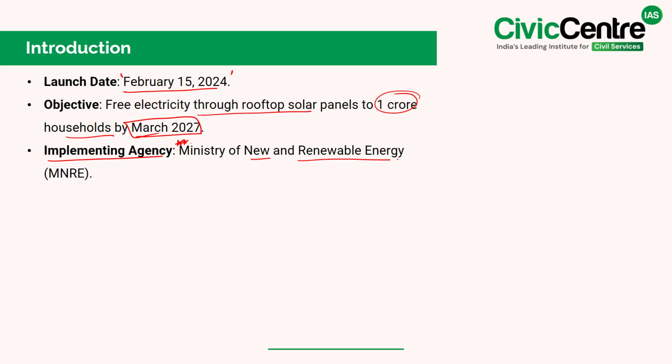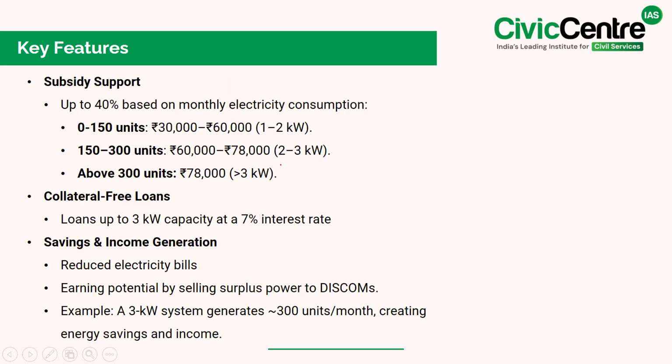Now, if you look at the key features of the scheme, one of the most important aspects of the scheme is the subsidy support, which is provided based on monthly electricity consumption levels. See, for households consuming between 0 to 150 units per month, a subsidy ranging from 30,000 to 60,000 is available for installing solar panels with a capacity of 1 to 2 kilowatts.